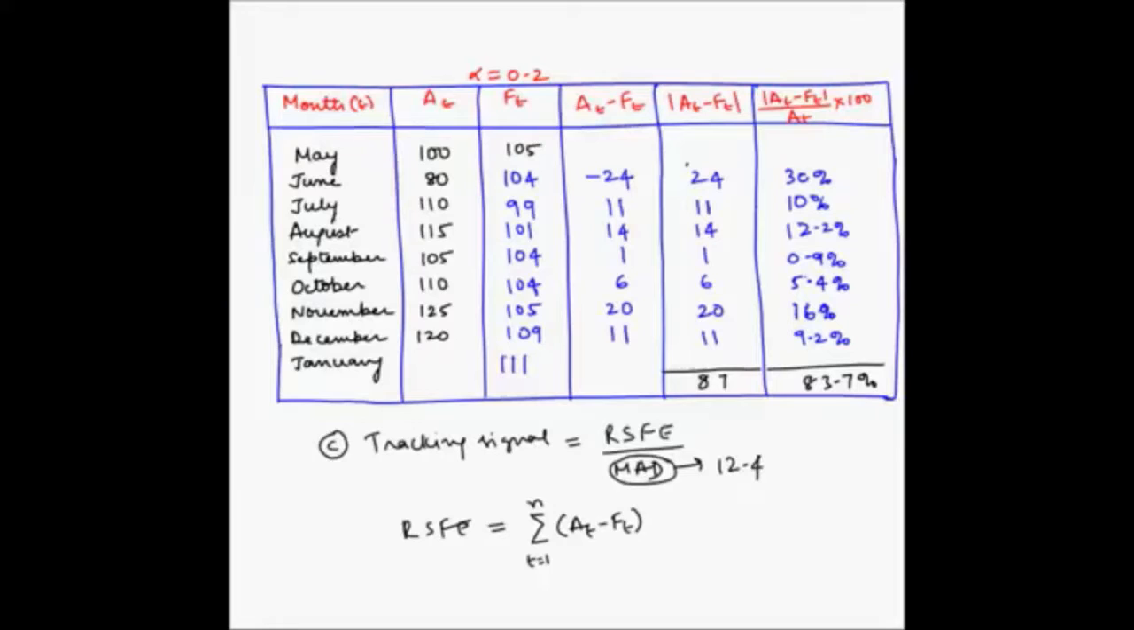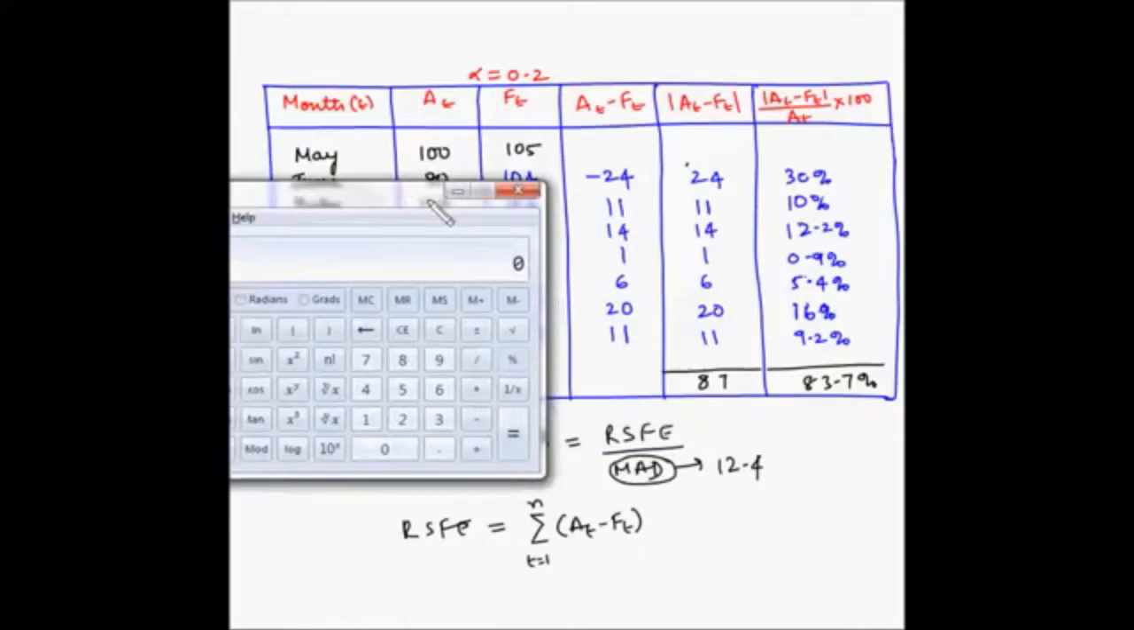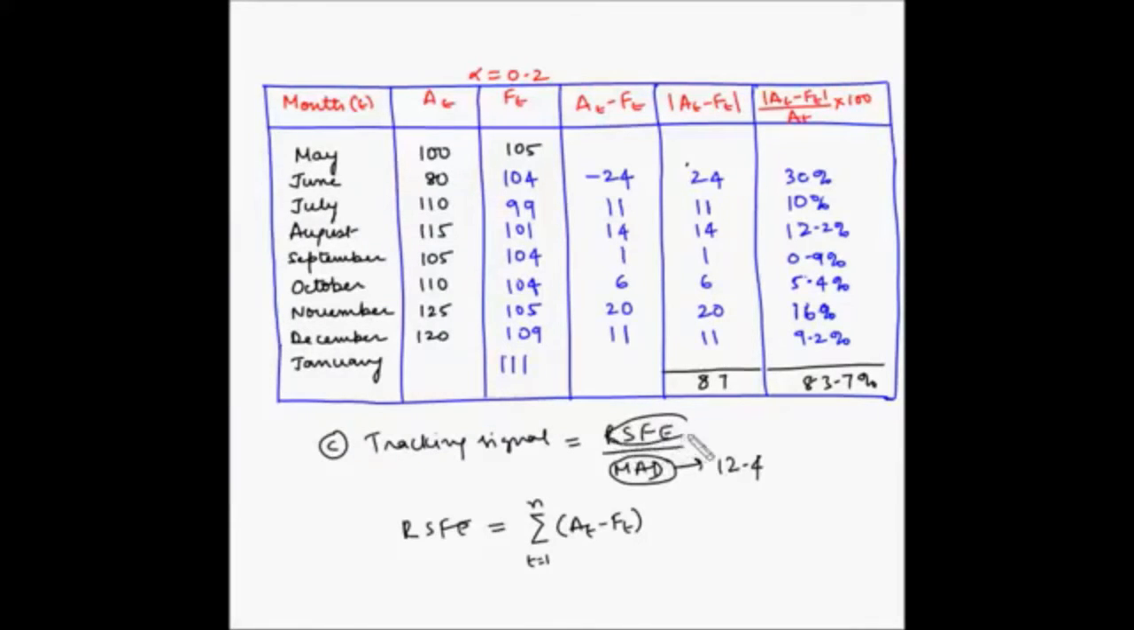So let me pull my calculator here. So negative 24 plus 11 plus 14 plus 1 plus 6 plus 20 plus 11, and this is equal to 39. So this value is 39. So our tracking signal becomes 39 divided by 12.4, which is equal to 3.14.